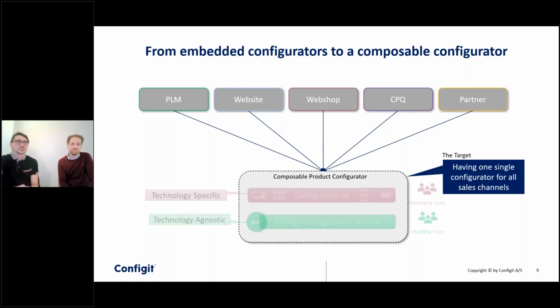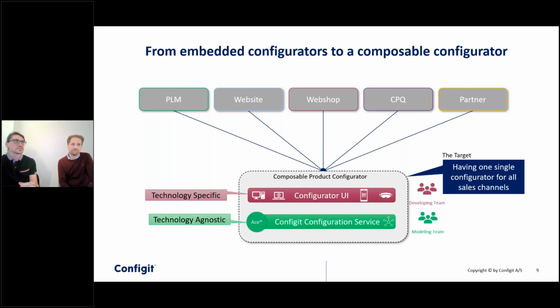And what we also did is we split the composable configurator into 2 layers. One layer was the more technology agnostic one, which contains the product model and the configuration service from Configit, maintained by our modeling team. And the other one was the technology specific part, which is adapted to the specific user end device. And that's maintained by my team, the development team. And we built up the UI for that.